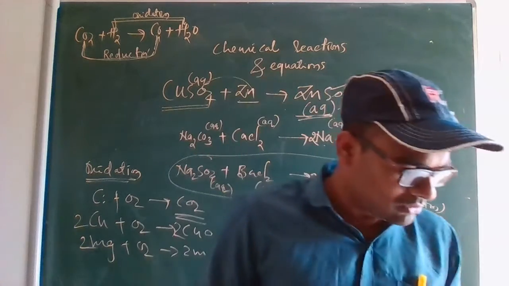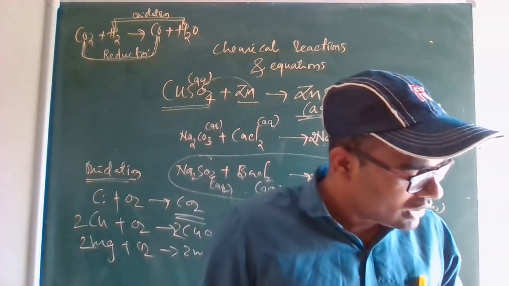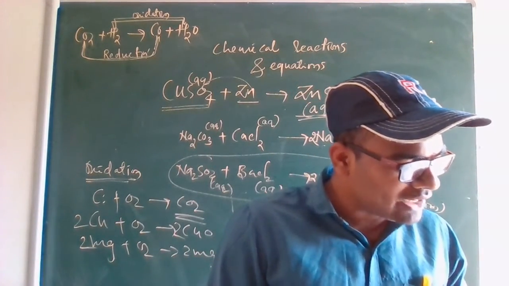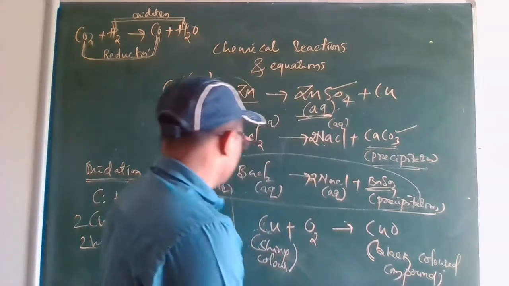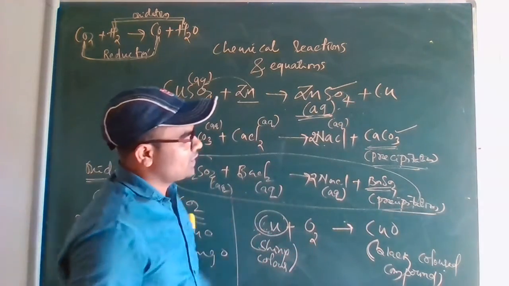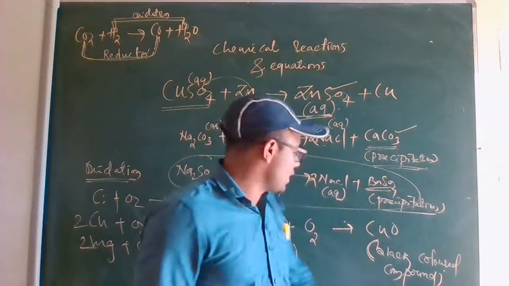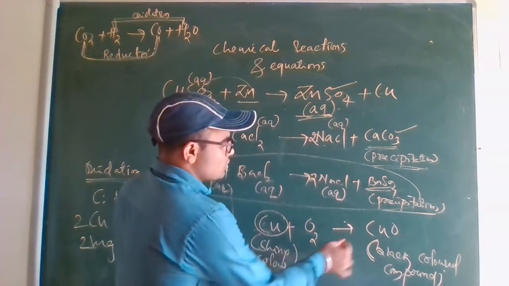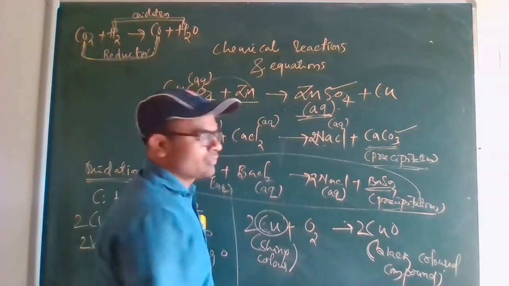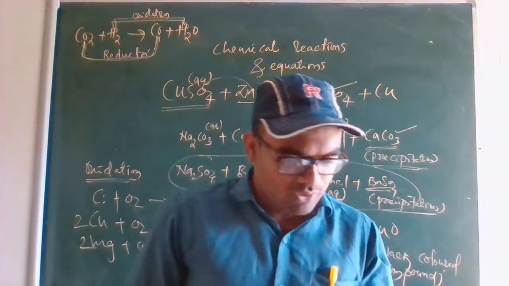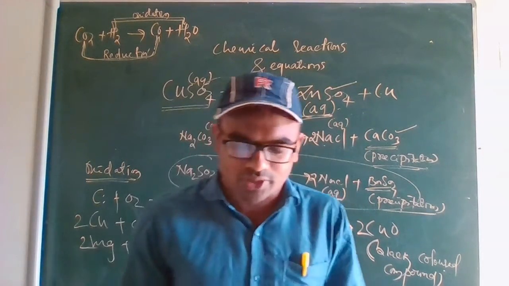So I hope this one is clear with all of you. The element X is copper and the compound formed is copper oxide, CuO. Shall we go for the next question?